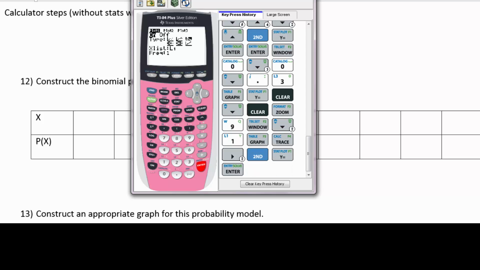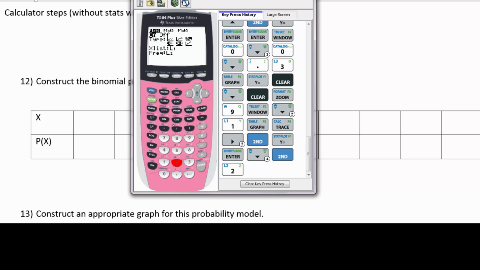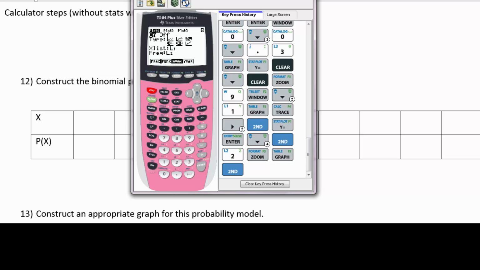So when we go into this, I have my x list is L1. The thing I have to do is make sure my frequency is my list 2. That's the problem. So I have frequency in list 2, right? So that's all of our probabilities. Now, let's just hit graph right now and see what we see.